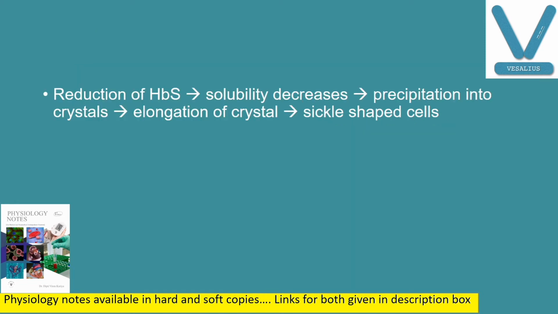RBCs are formed, and what happens here when sickle hemoglobin or HbS is formed, its solubility decreases at low oxygen tension. Okay, when oxygen tension decreases, this HbS is less soluble. So what happens? It gets precipitated. When it is not soluble, it is precipitated. It forms crystals, and these crystals you can see like this. They get elongated, and this changes the shape of the cell, and the shape of the cell becomes sickle shape instead of normal biconcave RBC.